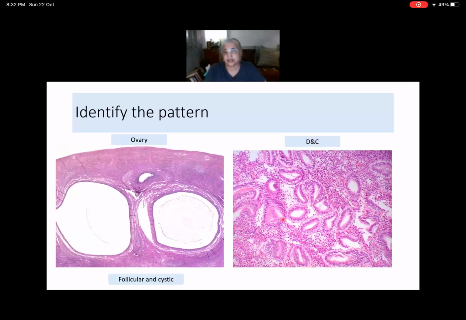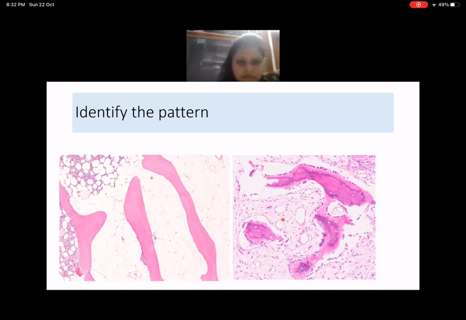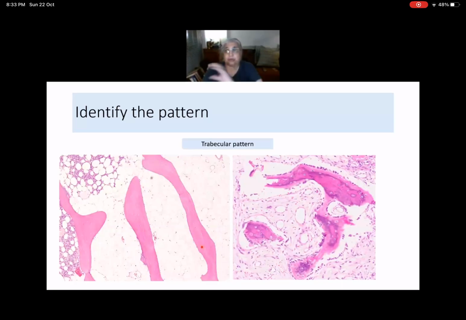What pattern is this? This is endometrium. So those are glands. In the endometrium, you don't have ducts. In the endometrium, you have glands, because they are secretory. So follicular and cystic, and this one is glandular. Excellent.